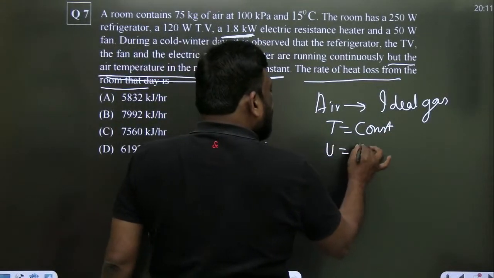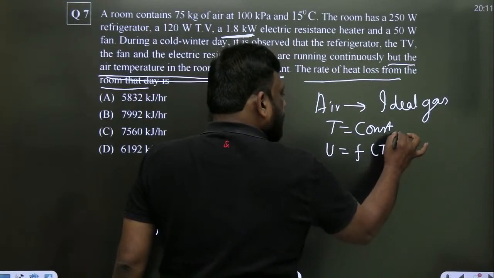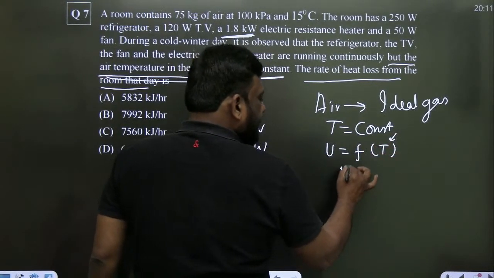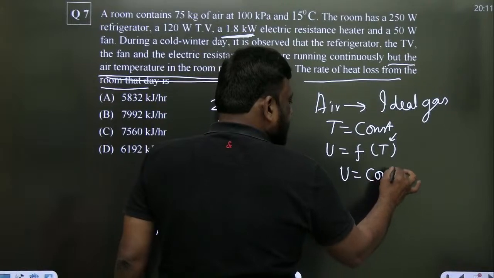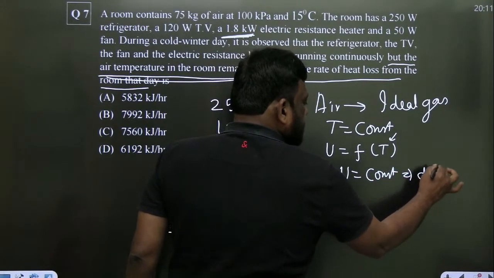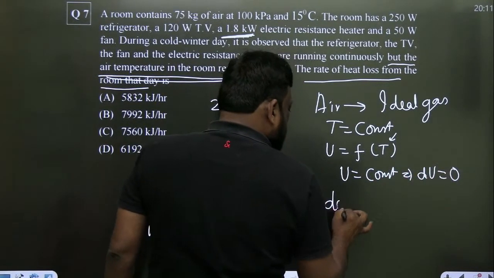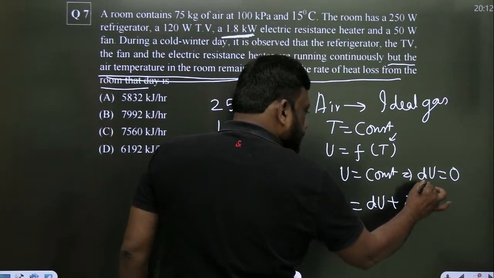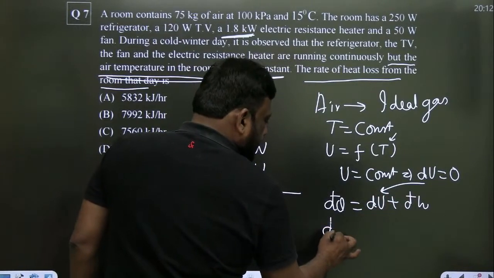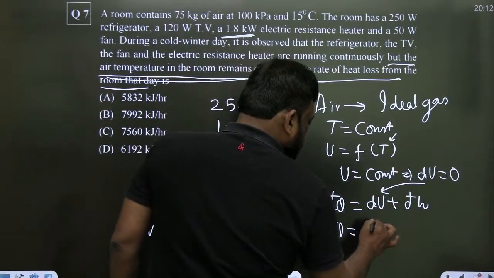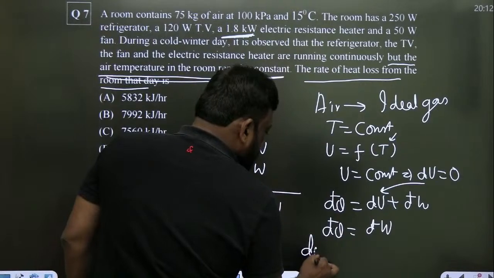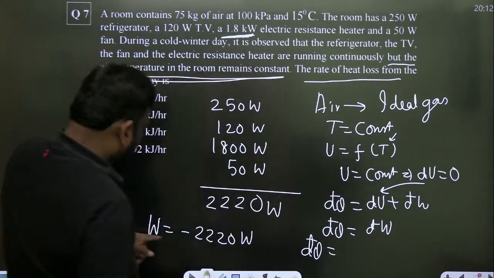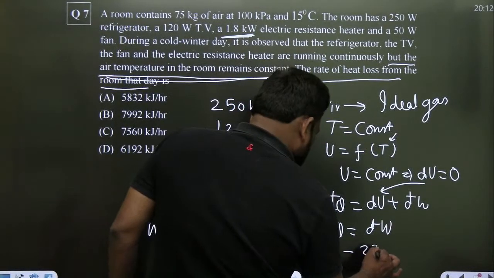Internal energy of an ideal gas is a function of temperature. When temperature is constant, internal energy is constant. When internal energy is constant, the change in internal energy is zero. So d dash q is equal to dU plus d dash w. So dU will be zero, sir. So heat transfer is equal to work transfer. Excellent sir. So heat transfer is equal to, look at the work transfer.